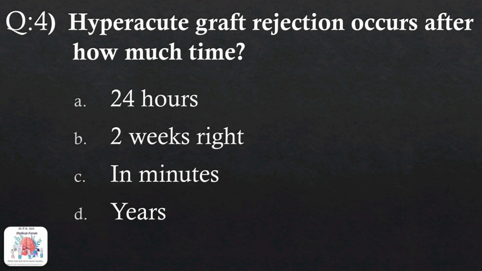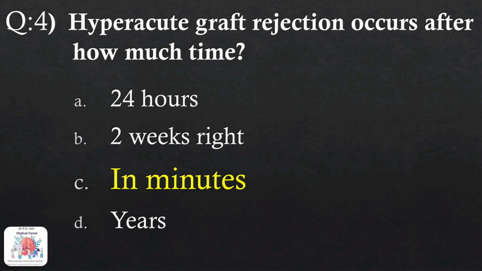Hyperacute graft rejection occurs after how much time? A. 24 hours. Option B, 2 weeks. Option C, in minutes. Or option D, years. So, the correct answer to this question is option C, in minutes.